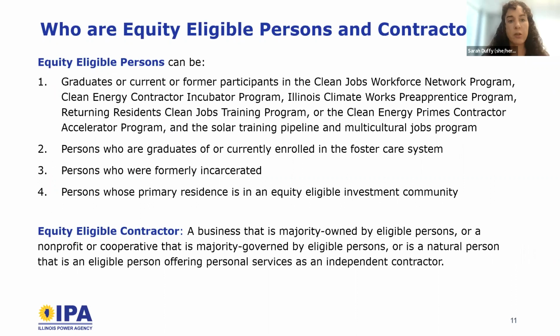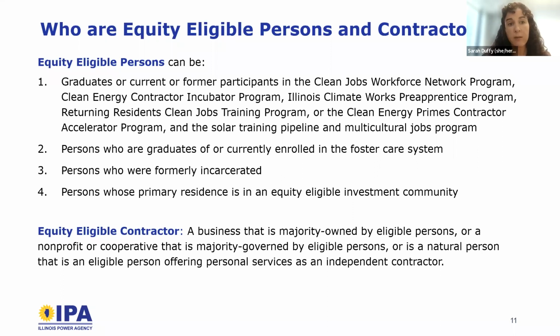So the definition of an equity eligible person is actually set out in statute. So we don't have any flexibility in this. There are 4 ways that a person may be certified as an equity eligible person. They can provide evidence that they are a graduate or current or former participant in a select set of training programs, either the training programs that were established under the Future Energy Jobs Act back in 2017, or the training programs that have been established and are new under CEJA.